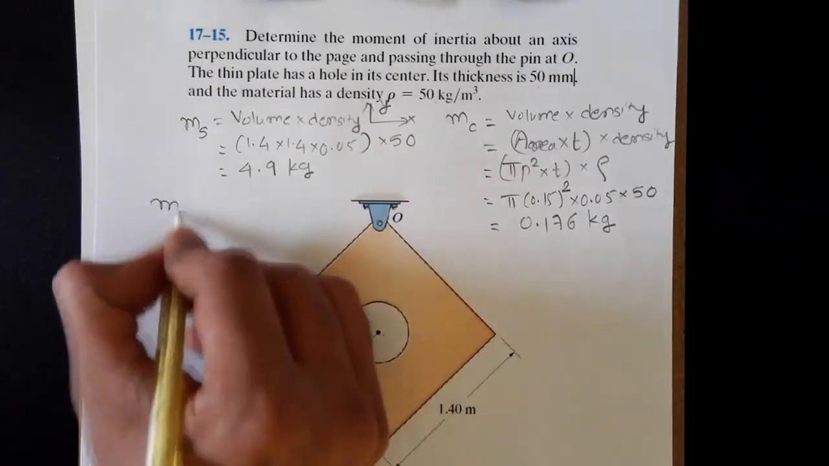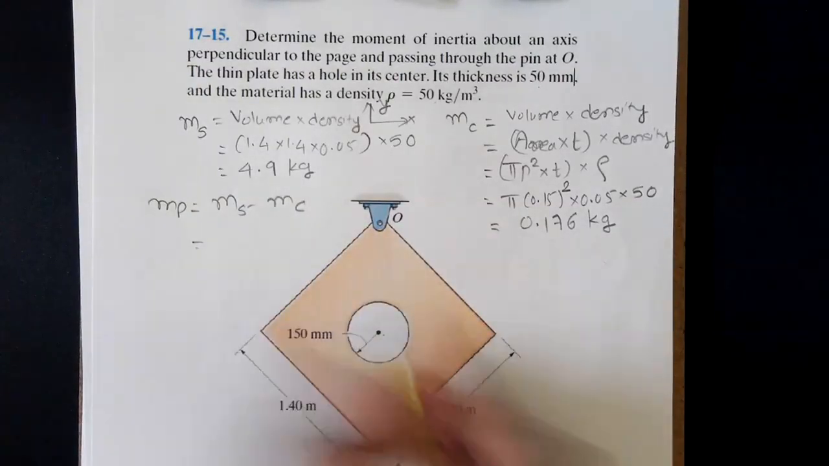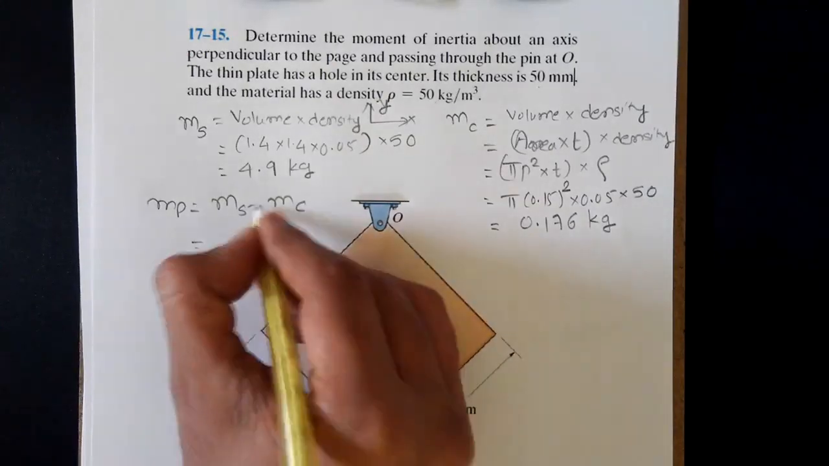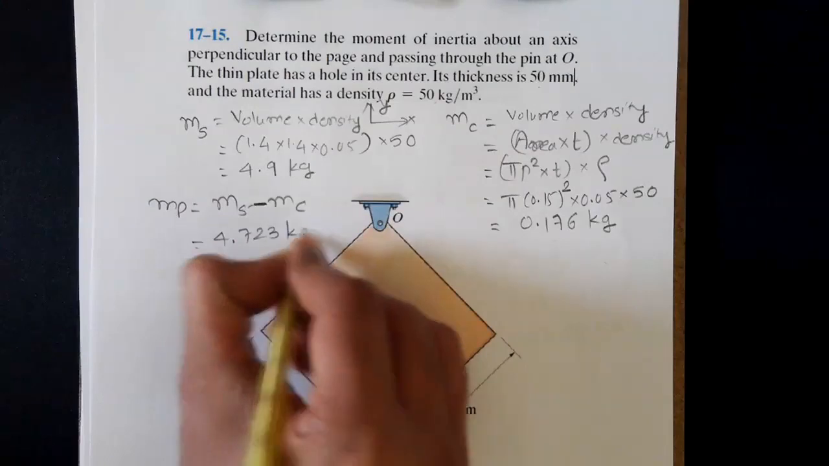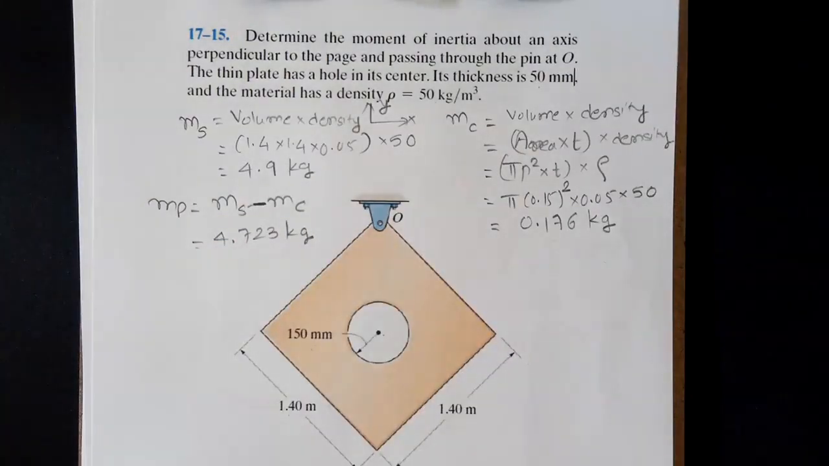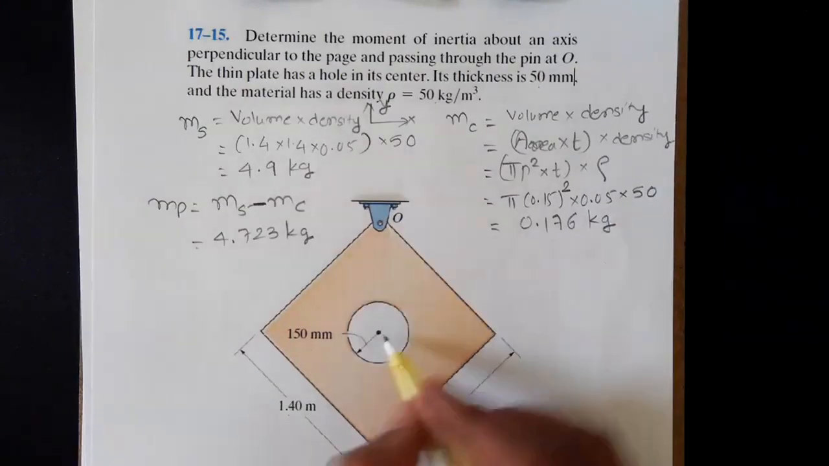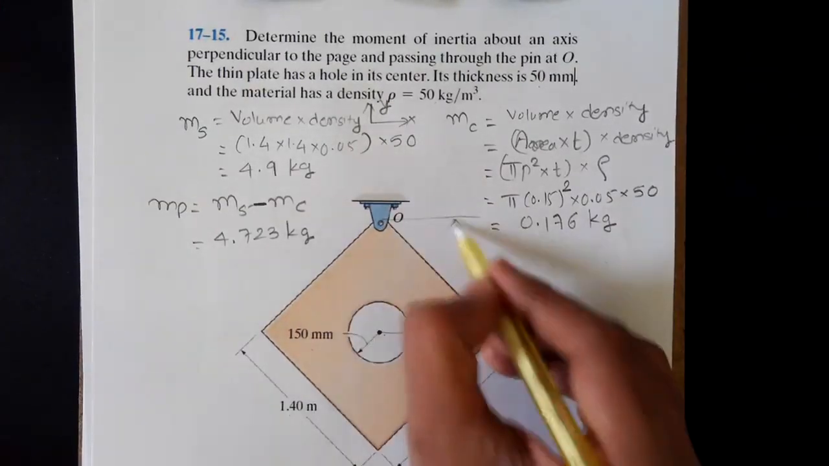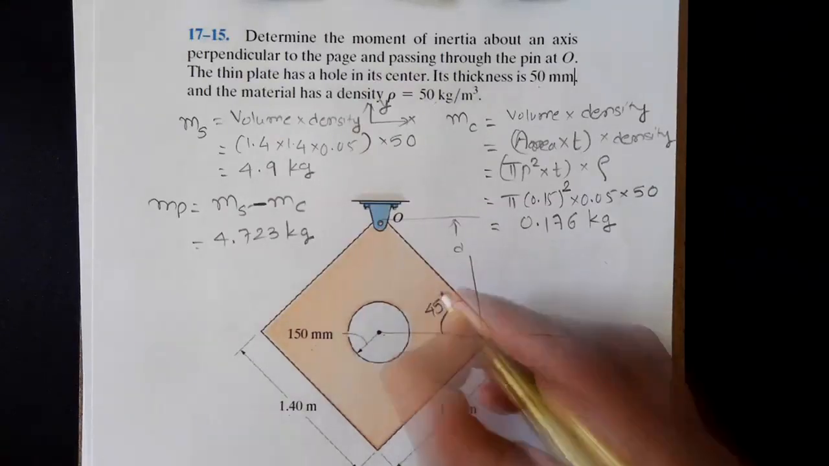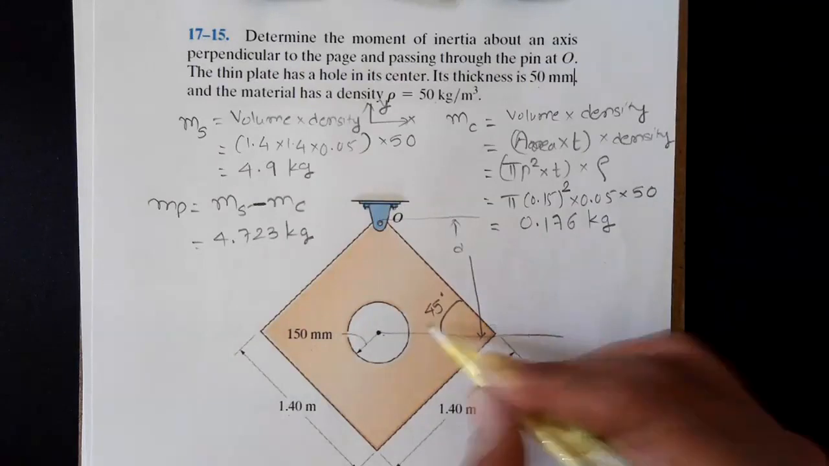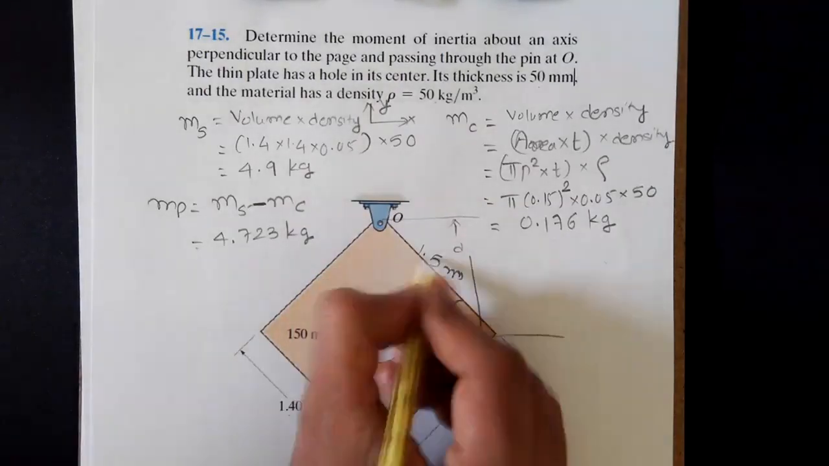So this is the mass of only the square, and this is the mass of only the circle. The total mass of the plate is the mass of the square minus the mass of the circle, because the circle has to be subtracted from the square as it is the hole, and that number is 4.723 kilograms. At some point we also need the distance from the center of mass of the square plate to point O. Let's call this distance d. We can calculate it using the angle, which is 45 degrees because this is a square plate. The total angle is 90 degrees, half of that is 45 degrees, and we know the length of this side is 1.4 meters.